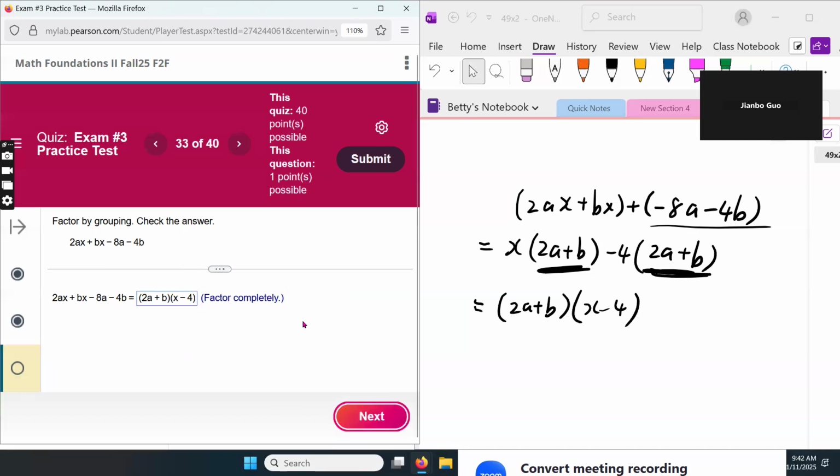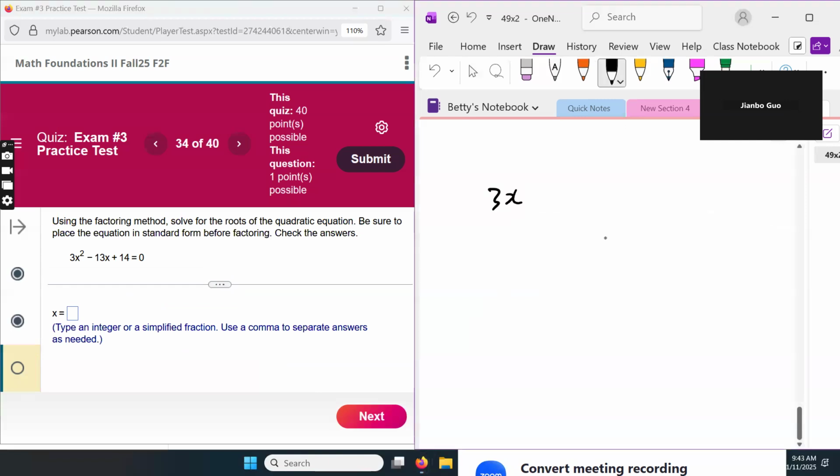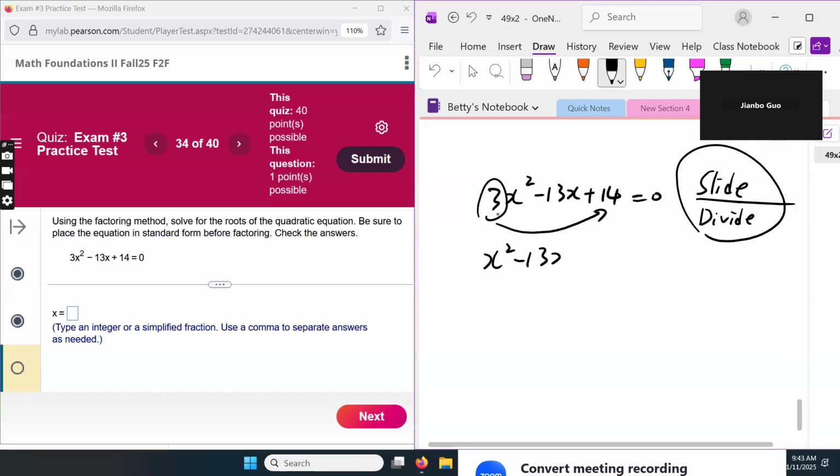Okay, next. Question number 34, solving equation. Let's see, is there any GCF that we can get rid of? Not really. 13 is a prime. So slide divide method. Okay, let me write down the name of the method. Slide divide. 2 steps. In the middle, we have a shortcut. Slide, then we have x squared minus 13x plus 14 times 3, 42.